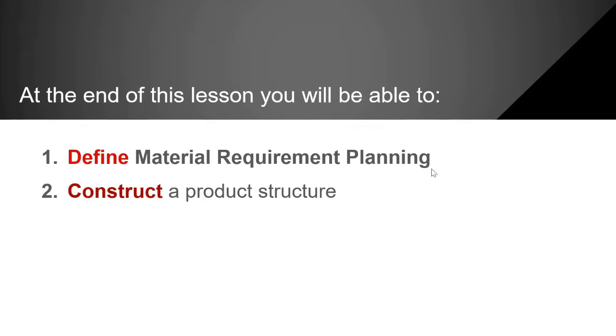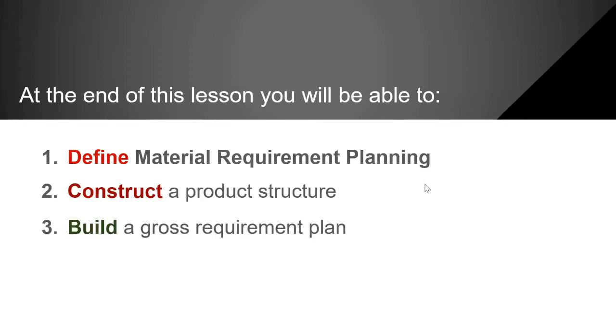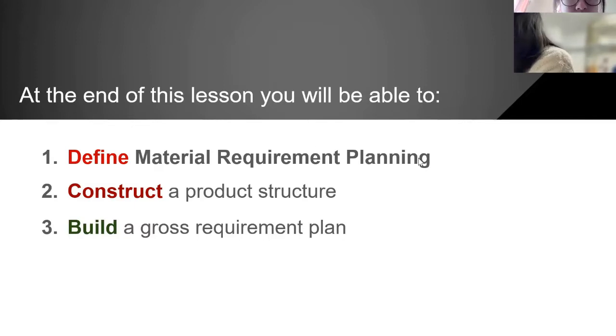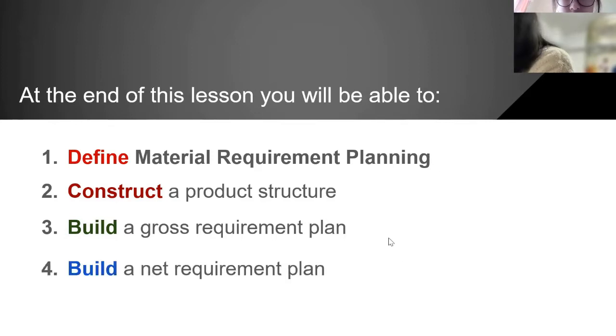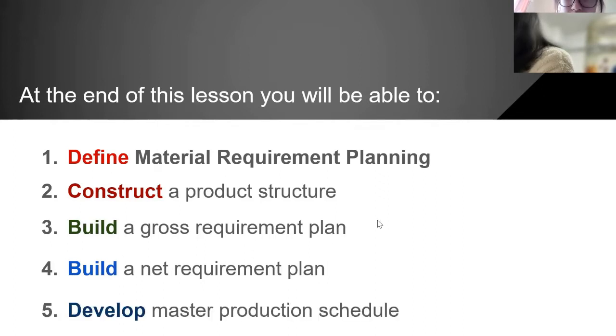And construct a product structure. We have seen this before. Okay, I'm going to show you again. This is new, building a gross requirement plan, which is actually related to MRP. When I say MRP, it will always mean material requirement planning. So you will build a gross requirement. I will explain what gross requirement is. Or probably, if you have read it, then if I ask you a question, you will be able to share and answer.